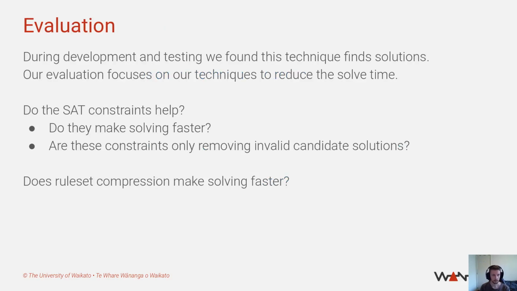So for evaluation, we found during development that this technique generally works and finds solutions with some caveats. So our evaluation focuses on how the techniques we developed reduce the solve time and if they're working effectively. So basically we're asking, do the SAT constraints actually help? Are they making it faster to solve? And are they only removing invalid candidate solutions and leaving the valid solutions? We also evaluate rule set compression.